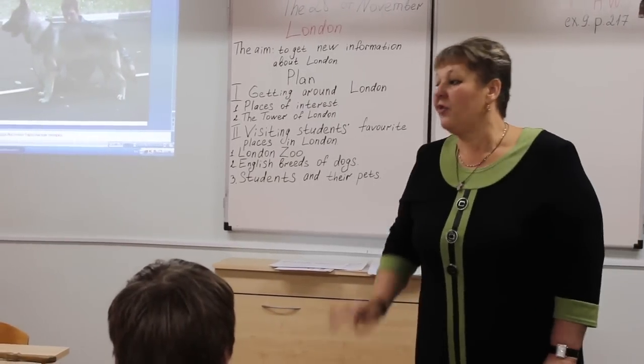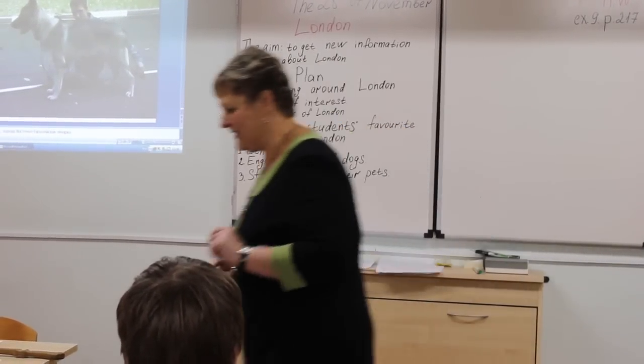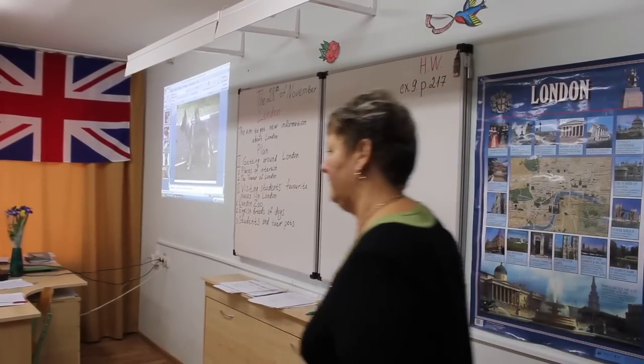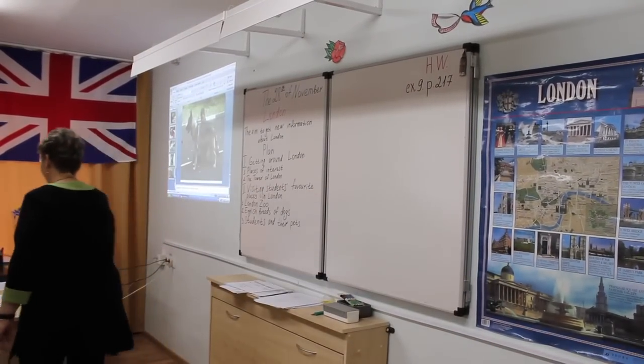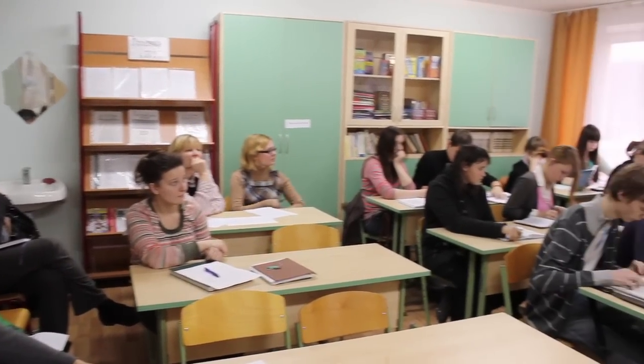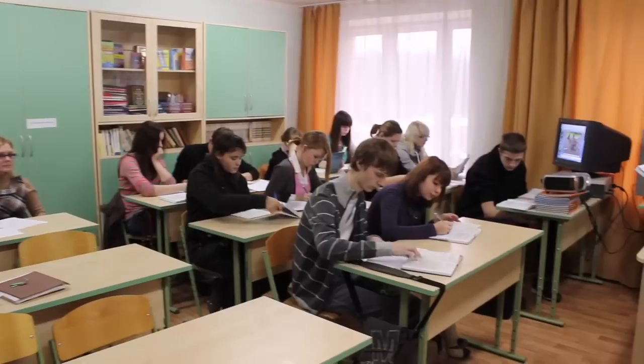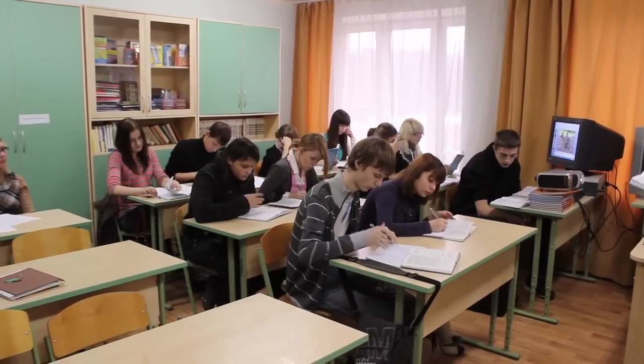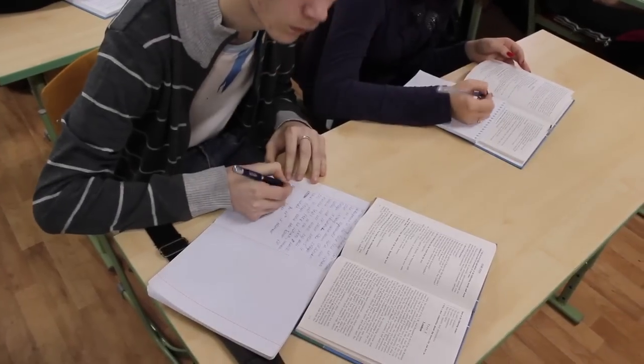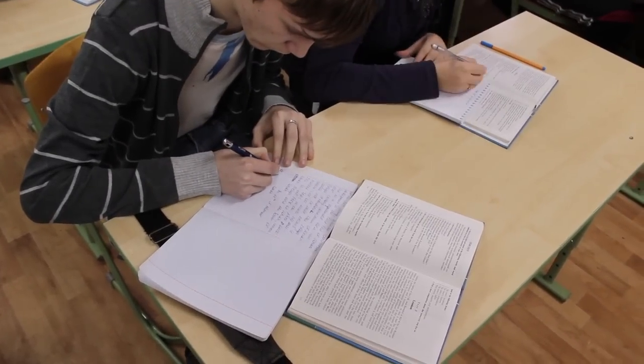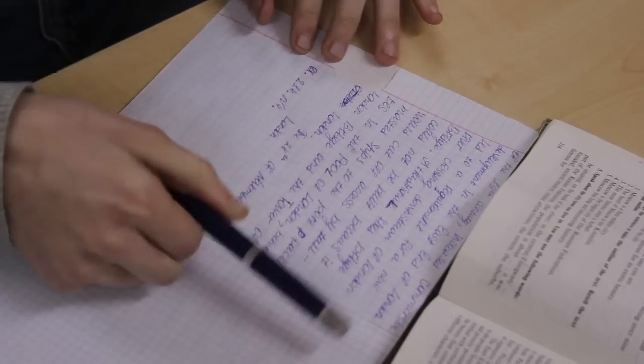Now please, write down your homework for the next lesson. Your homework is exercise number 9, page 217. Please, open your books. Your homework is exercise number 9. Prove that London is an old city. Is it clear? When was London founded?